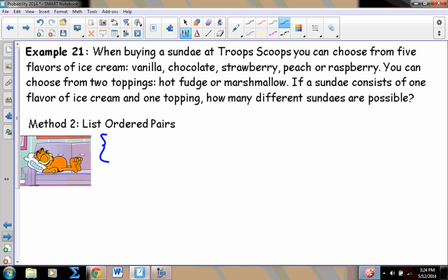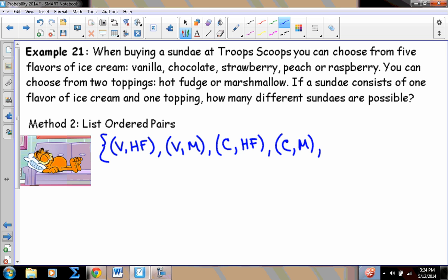If you're doing ordered pairs, you need to find some way to stay organized, okay? For example, I could get vanilla and hot fudge, or I can get vanilla and marshmallow. Those are the only two ways I can have vanilla. Then I could have chocolate with hot fudge. Sounds good to me. Chocolate and marshmallow. Or I could get strawberry and hot fudge.